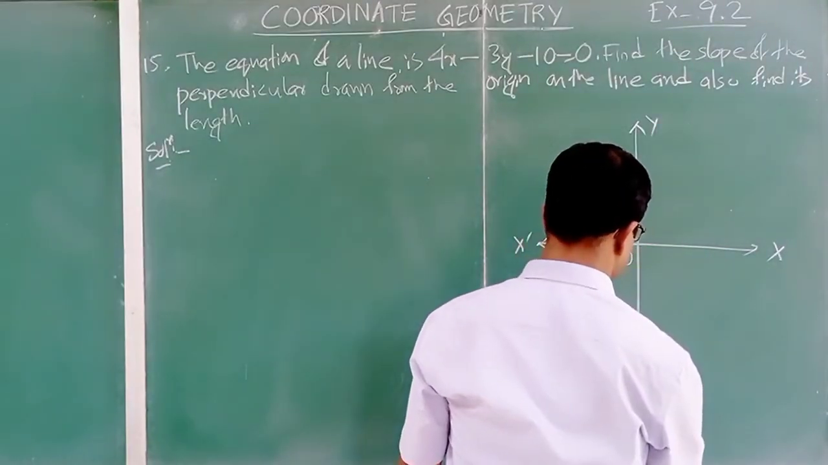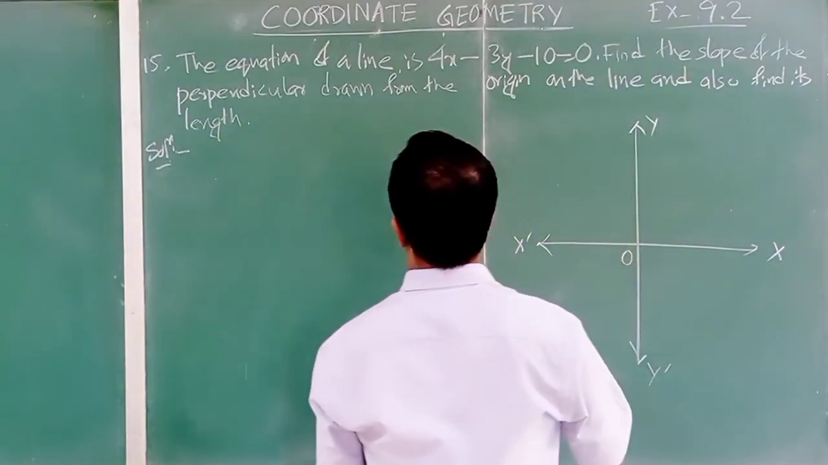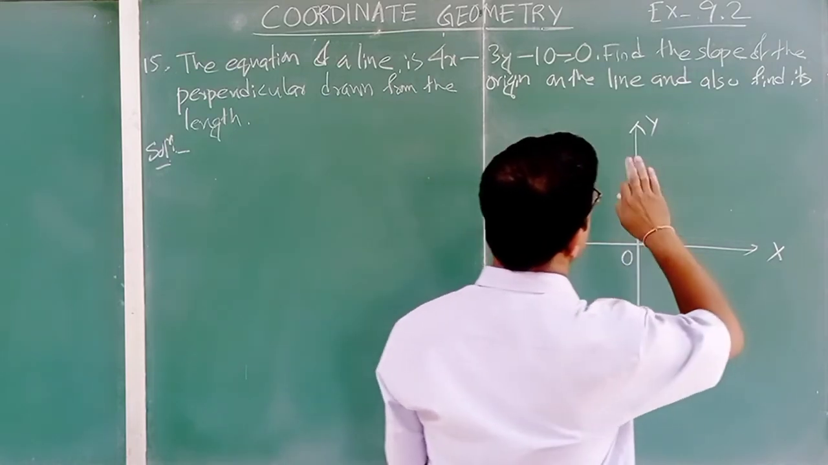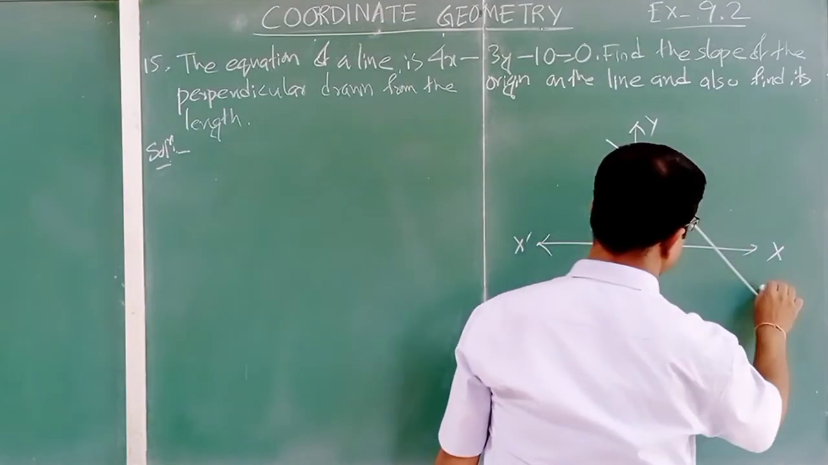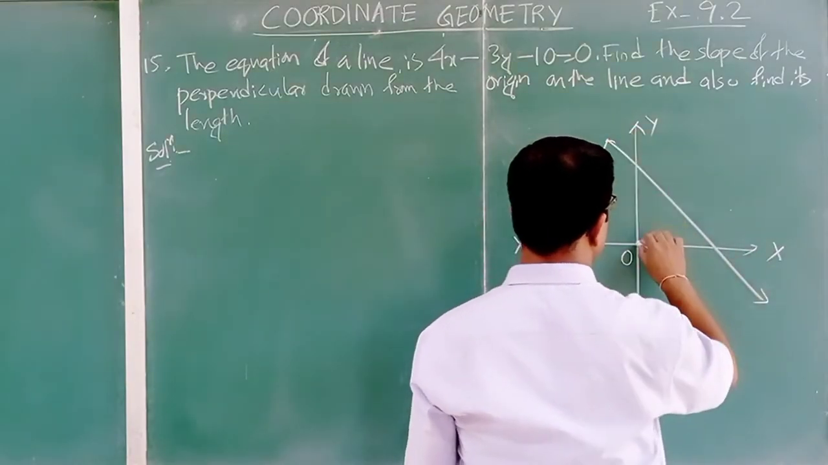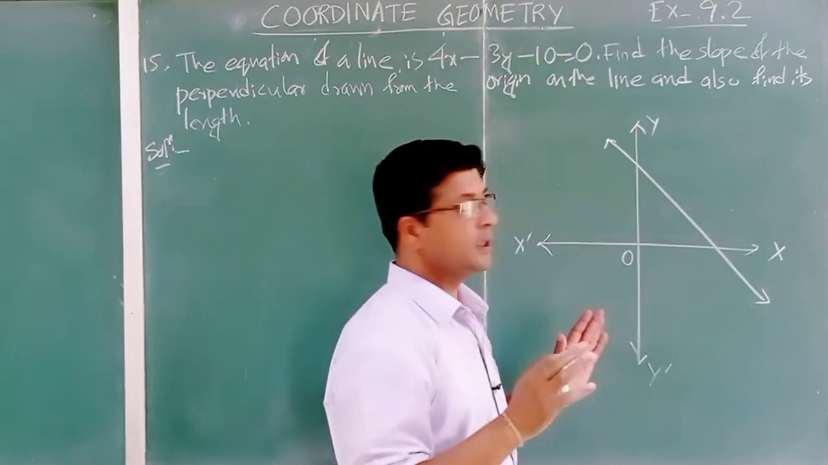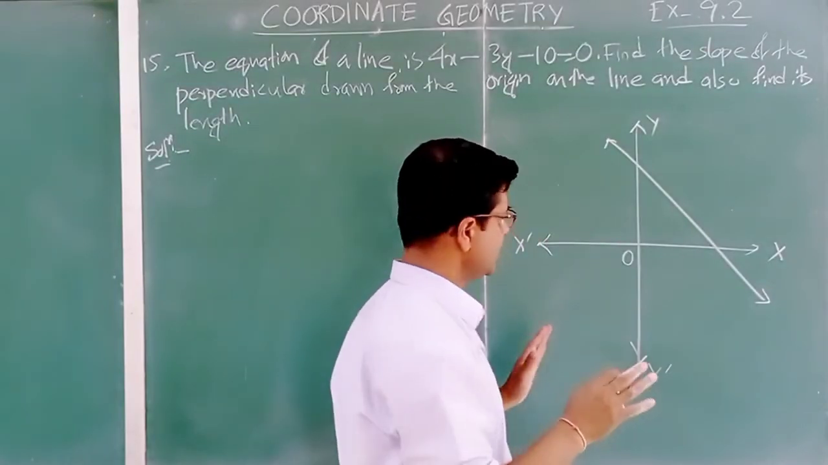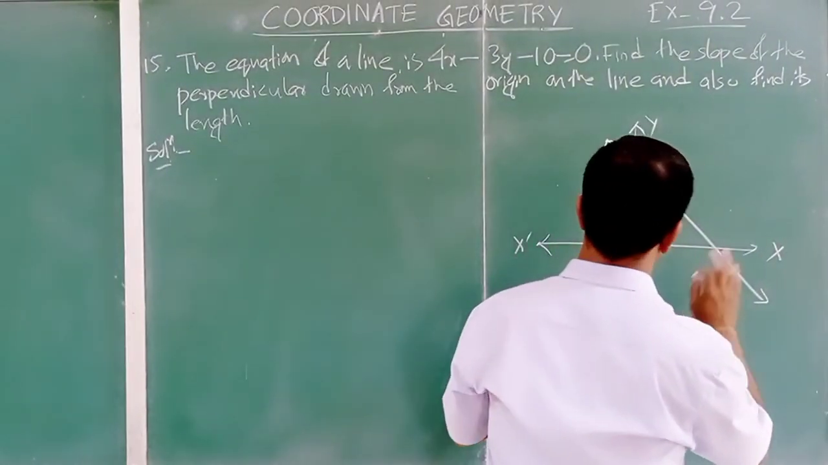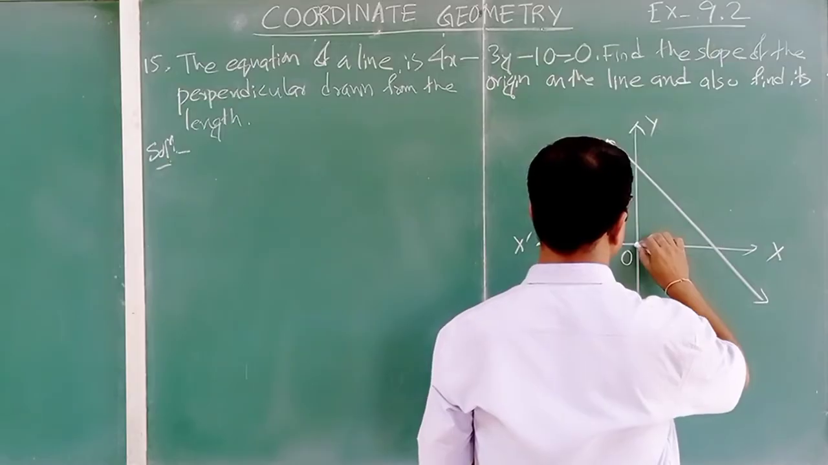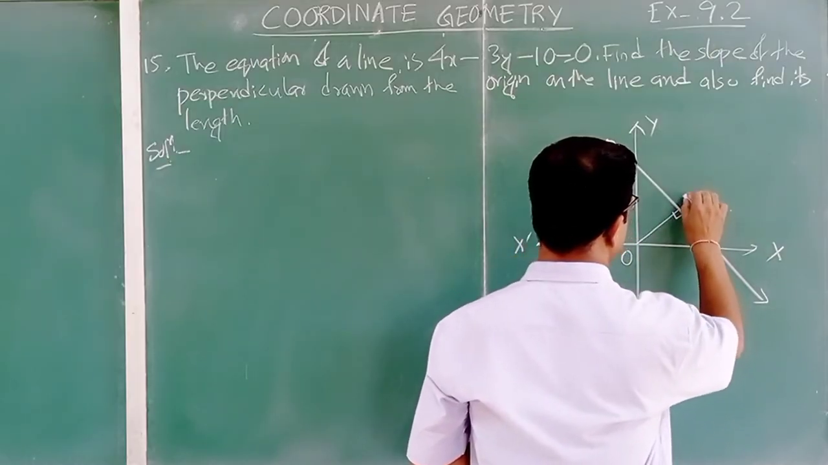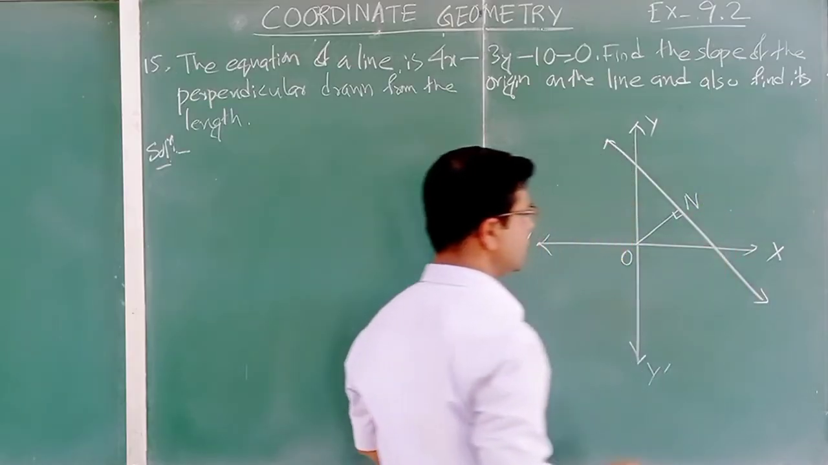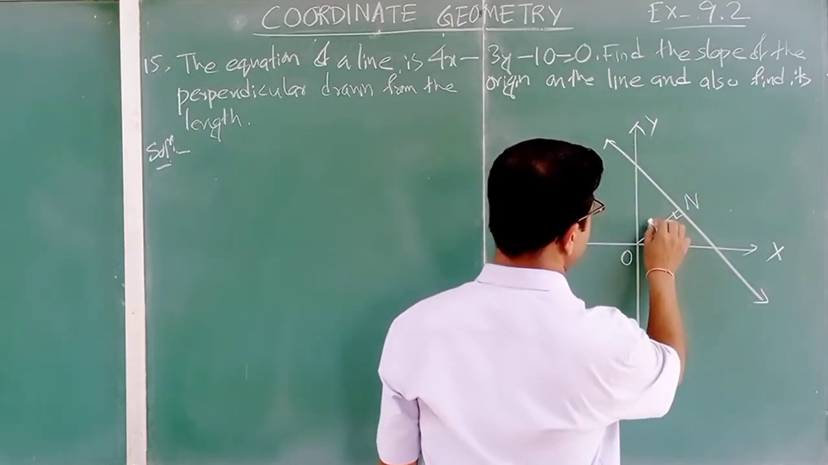These are the coordinate axes. The equation of this is this, and find the slope of the perpendicular drawn from the origin. Suppose the equation of the straight line is this. We always consider the simplest case, isn't it? Then only we can easily visualize. This is the origin. From the origin we draw a perpendicular or the normal. This is the normal. Now the question is, we have to find the length of this.